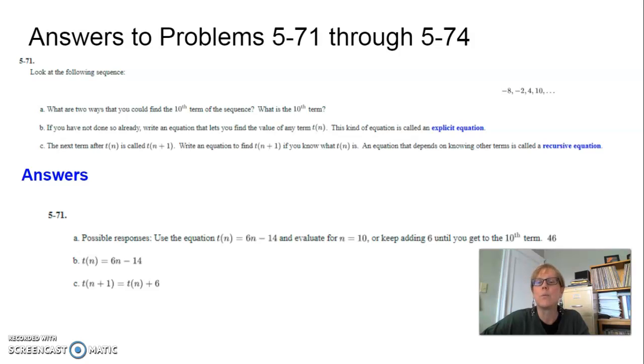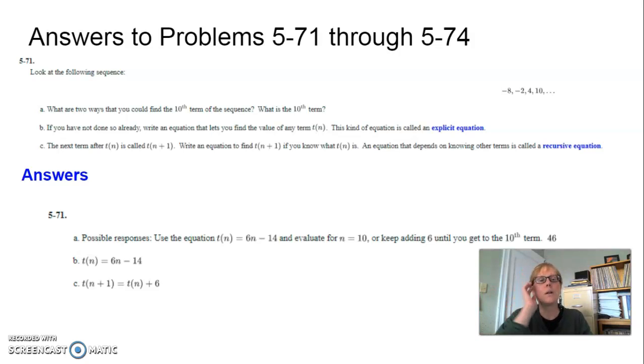All right, so the first one was to take a look at that sequence. It's way over to the right here, -8, -2, 4, and 10. And they asked you a couple of ways you could find the 10th term. So you could use the equation, or you could just keep adding until you get to the 10th term, and the answer there was 46. The equation itself is t of n is equal to 6n minus 14. If you were using slope-intercept, you would say y is equal to 6x minus 14, but just replace the y with t of n and replace the x with n.